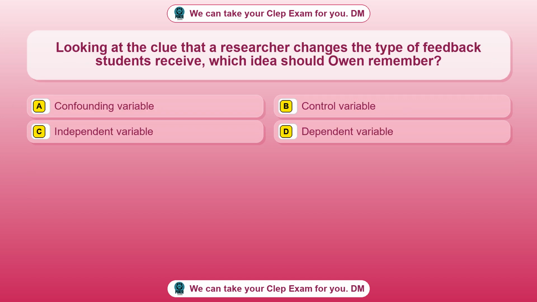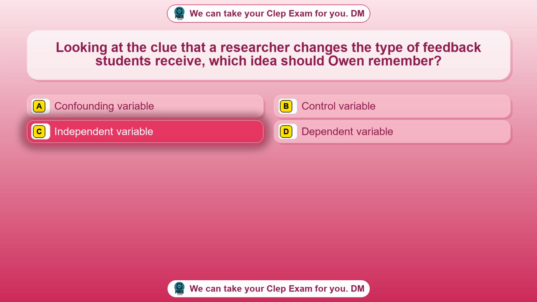Question 90. Looking at the clue that a researcher changes the type of feedback students receive, which idea should Owen remember? Option A, confounding variable. Option B, control variable. Option C, independent variable. Option D, dependent variable. The correct answer is option C, independent variable.